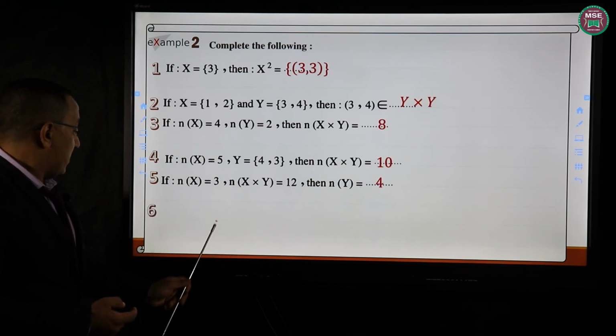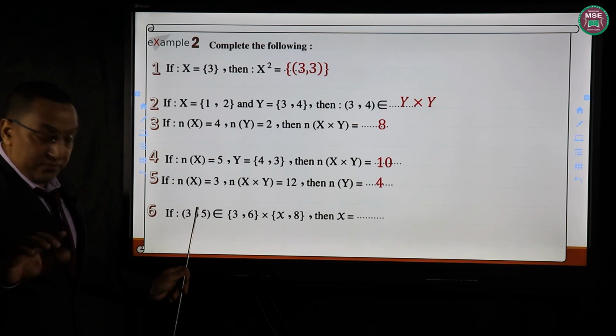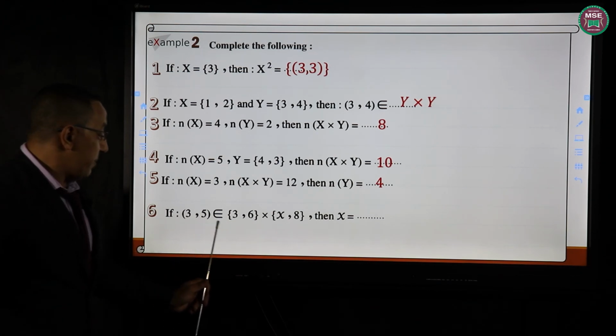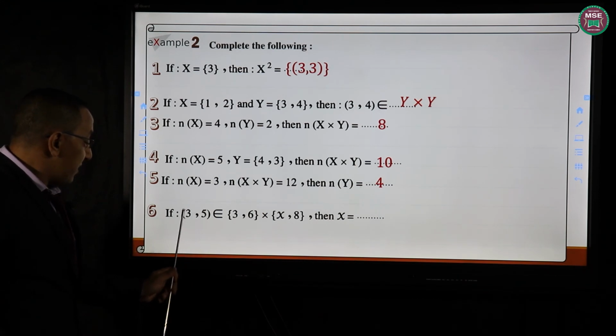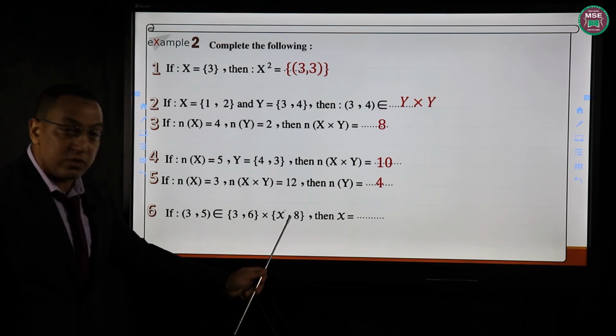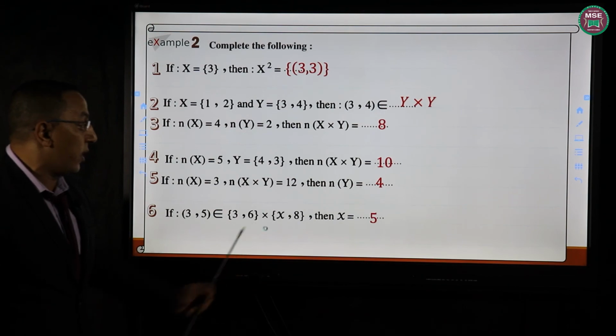Number 6: (3,5) belongs to this product, so 3 belongs to the first one and 5 belongs to the second one, so X here equals 5.